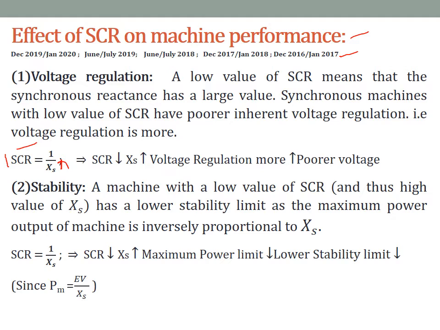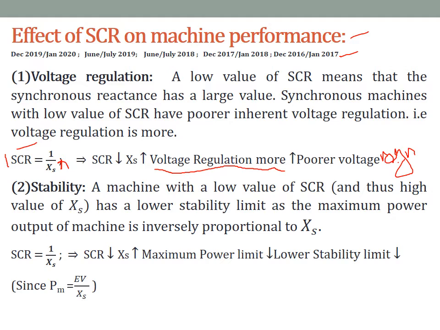Synchronous machines with low SCR have poorer inherent voltage regulation, that is, voltage regulation is more. Because SCR is low, Xs is large, and voltage regulation is more. That means poorer voltage regulation. A machine with a high value of SCR will have better voltage regulation.